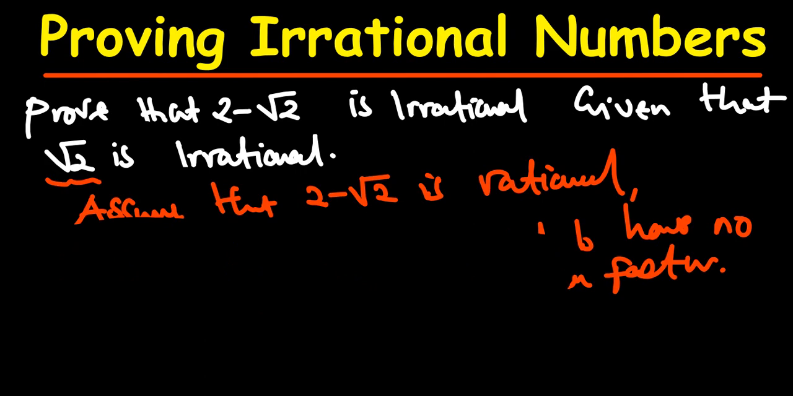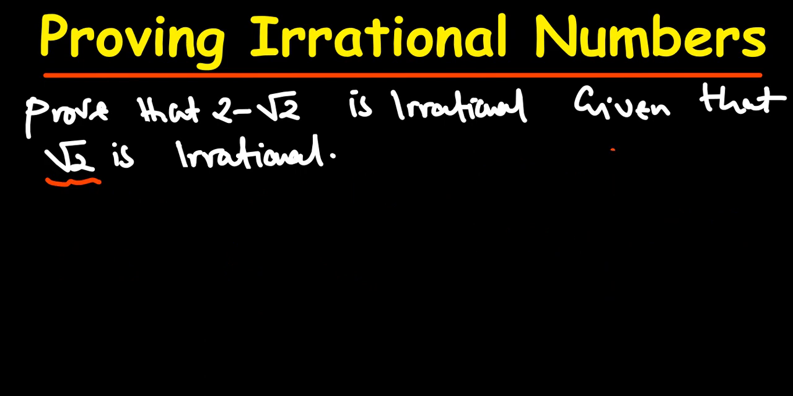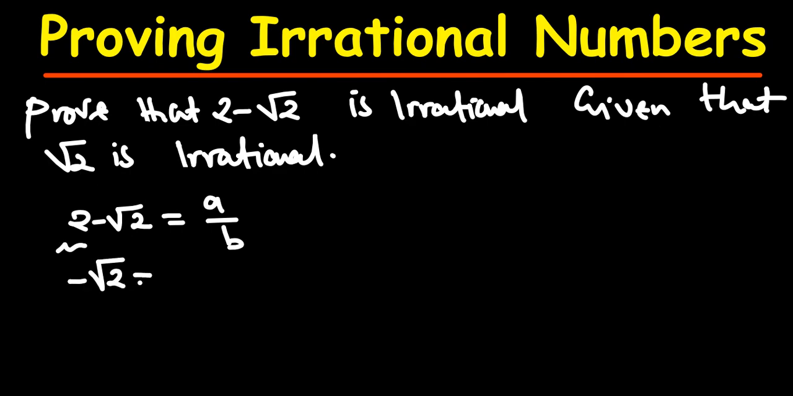So I'm going to create space here. Okay, so now since we have made that assumption, we can say 2 minus the root of 2 is equal to a over b, where b is not equal to 0 and a and b have no common factor. Okay, and then from this we are just going to take this 2 to the other side. So we are going to remain with the root of 2 is equal to a over b minus 2.